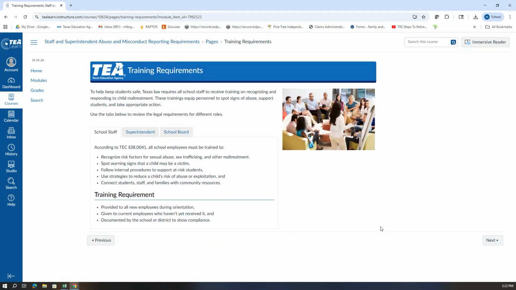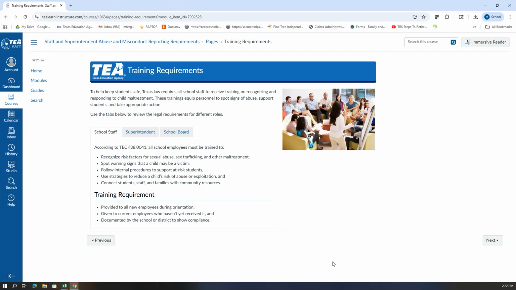Training requirements to help students stay safe. Texas law requires all school staff to receive training on recognizing and responding to child maltreatment. These trainings equip personnel to spot signs of abuse, support students, and take appropriate action. Use the tabs below to review these legal requirements. School staff. According to TEC 38.0041, all school employees must be trained to recognize the factors of abuse, spot warning signs that a child may be a victim, follow internal procedures to support at-risk students, use strategies to reduce a child's risk of abuse or exploitation, and connect students, staff, and families with community resources.